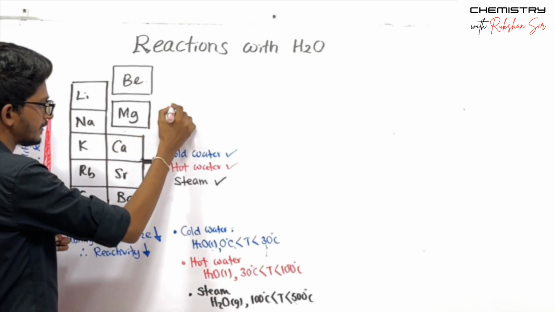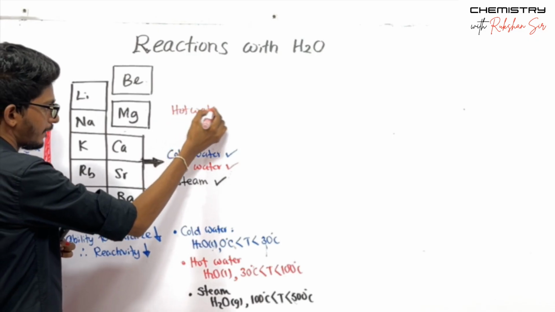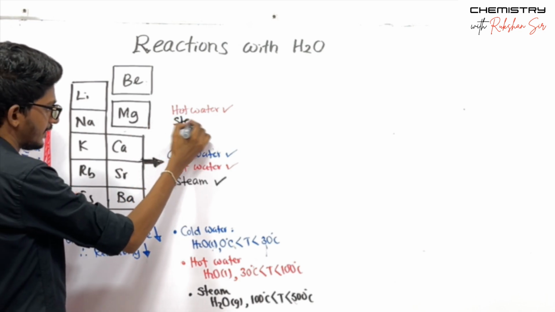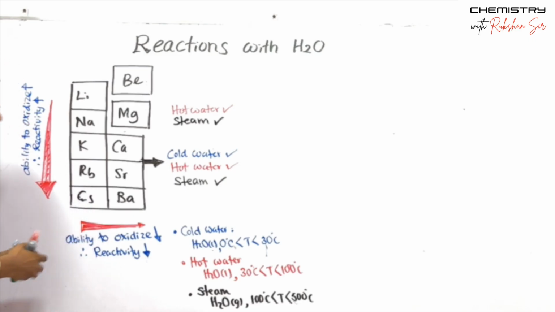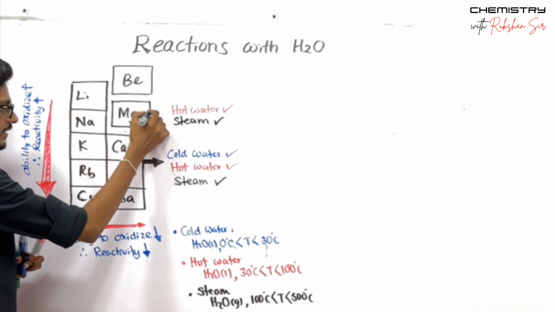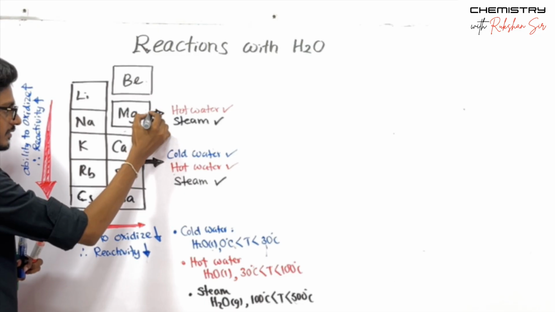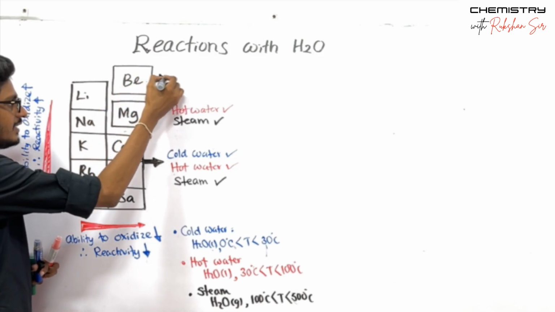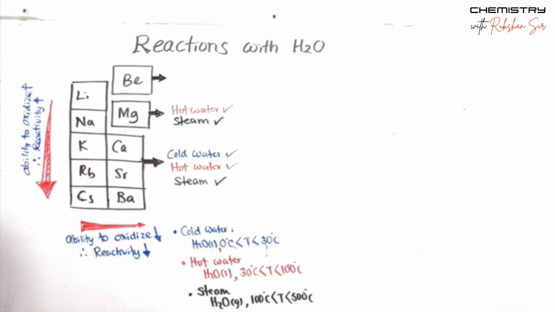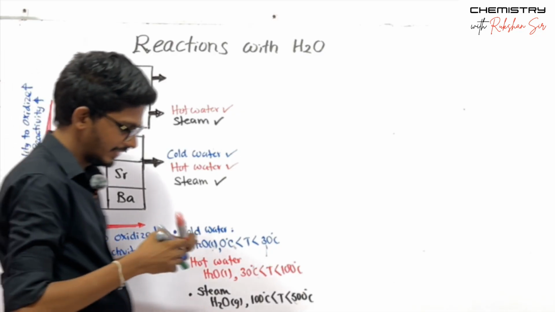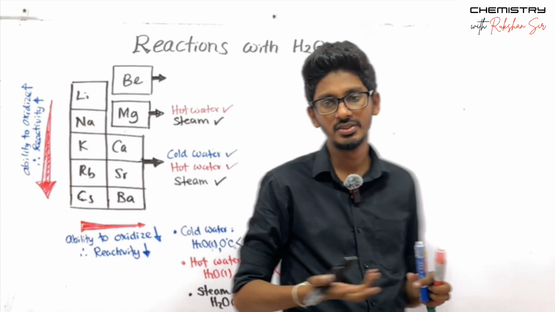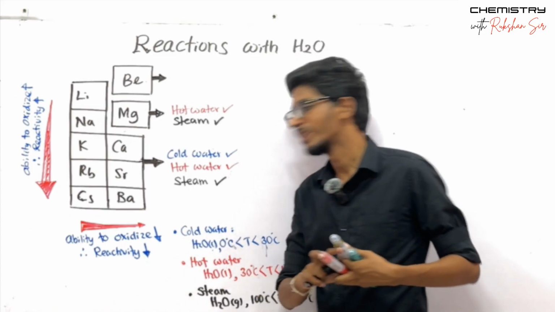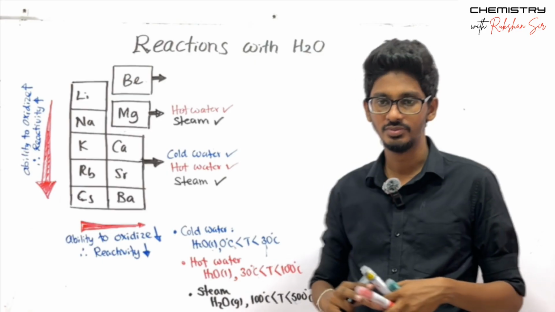So with hot water, magnesium starts its reactivity. With steam as well, it will react. If you are reacting with hot water, then under steam conditions it will definitely react more vigorously. When it comes to beryllium, it is the least reactive guy in this block. It needs some extreme conditions, more energy to react, as it is the least reactive.